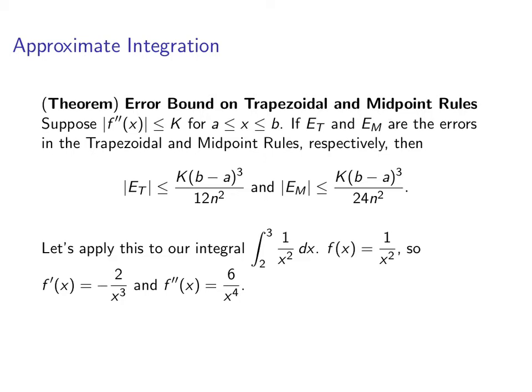Now one thing to note is that when x is between 2 and 3, which is all that we care about since those are the bounds on the integral, 1 over x to the fourth is no bigger than 1 over 2 to the fourth. Right? If we pick a bigger value of x, then that fraction actually gets smaller. So this enables us to create a bound on our second derivative.